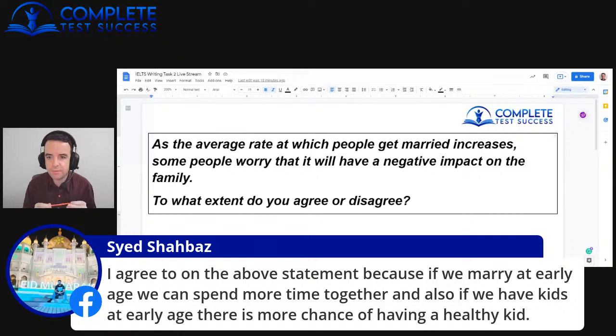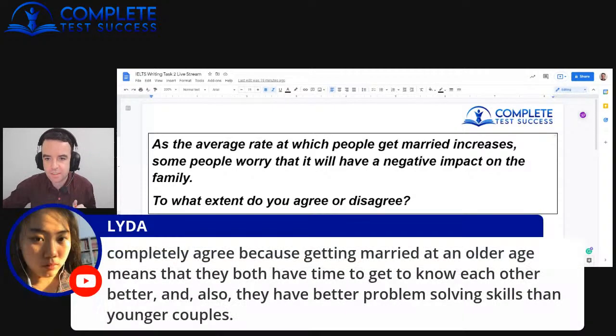Saeed: I agree on the above statement because if we marry at an early age, we can spend more time together. Good. So more time with the spouse. Good. And also, if we have kids at an early age, there's more chance of having a healthy kid. Okay. So I think that's to do with biology that other students were talking about as well. Yep. So that's good. Two main ideas. They're both relevant. Hi, Lida. Good to see you here.